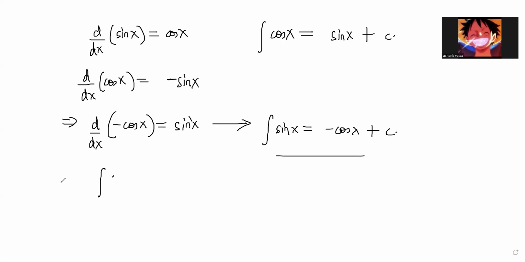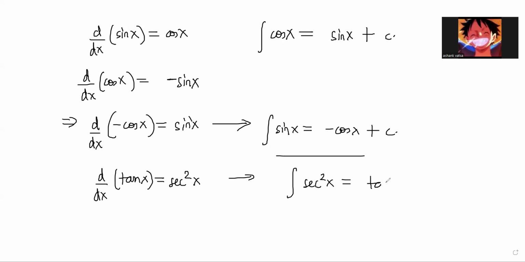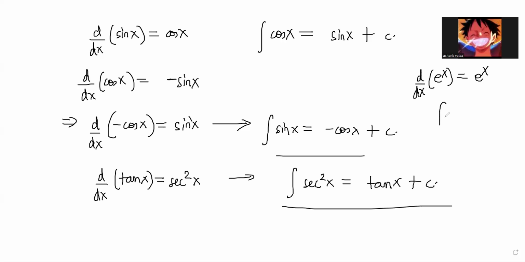Similarly, derivative of tan x was secant square x. So therefore, integral of secant square x will be equal to tan x plus c, right? So we have a table of derivatives, and from there we can construct a table of integrals also, right? So integral of e power x will be equal to e power x plus c. Okay, so this basic table of integrals should be clear to you.